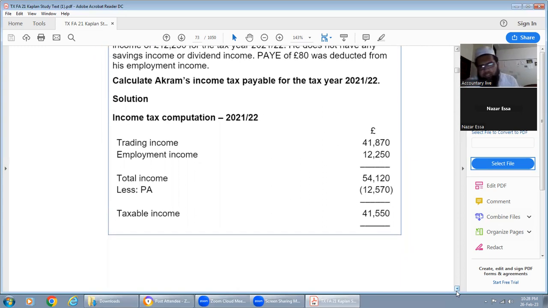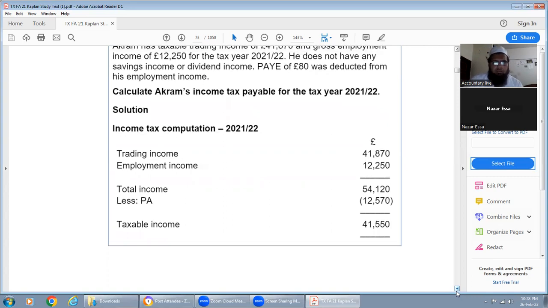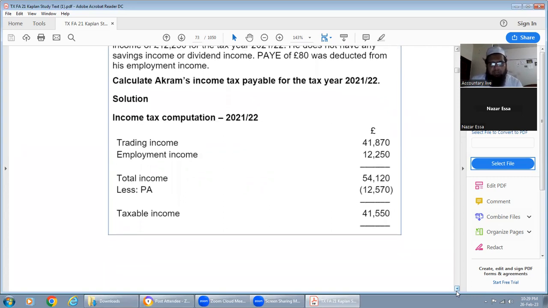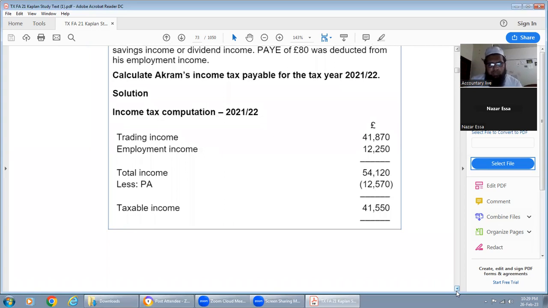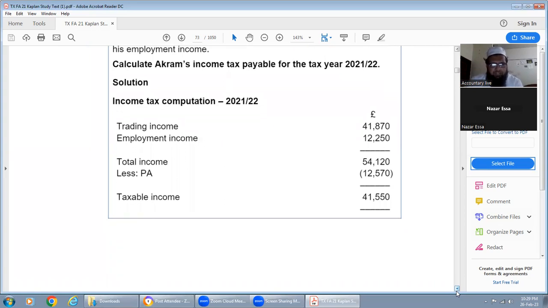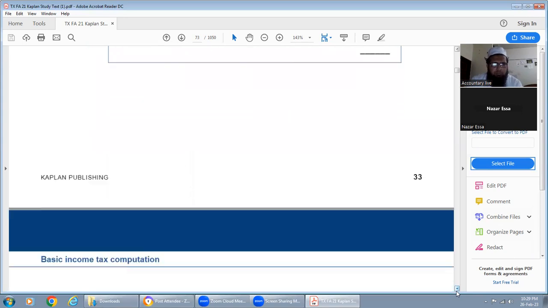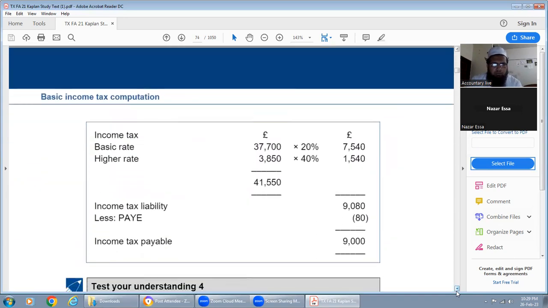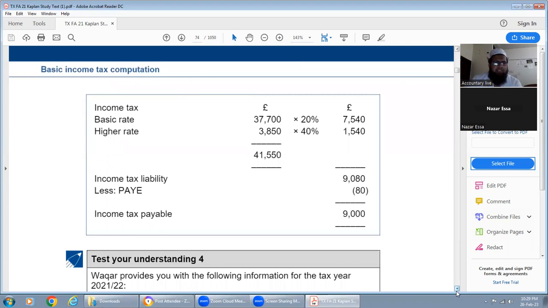So first we calculate the total income, that is 54,120 (41,870 and 12,250), less the personal allowance, that is 12,570. Taxable income is 41,550. So income tax is 9,080 at 20% and 40%. Then we just subtract the Pay As You Earn, which is already deducted from his salary, that is 80 pounds. So the total income tax payable is 9,000.